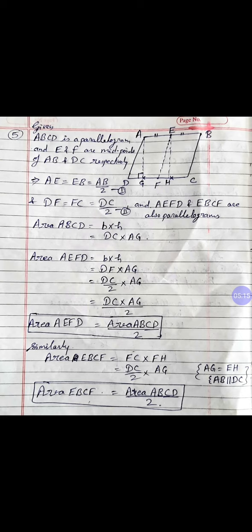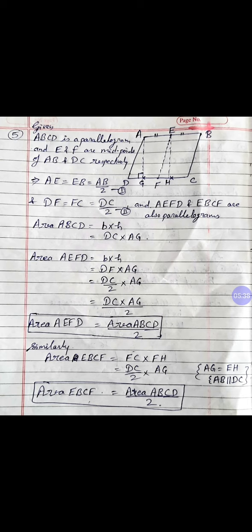This one is a very good question and we have to pay attention to it. ABCD is a parallelogram. E and F are the midpoints of AB and DC respectively. What are the areas of parallelograms AEFD and EBCF in terms of the area of parallelogram ABCD? So we have made the diagram here.